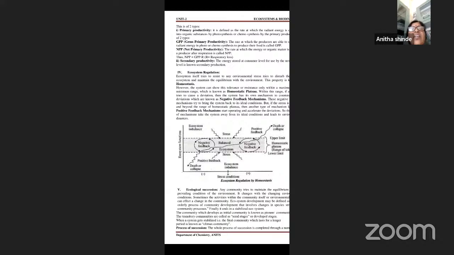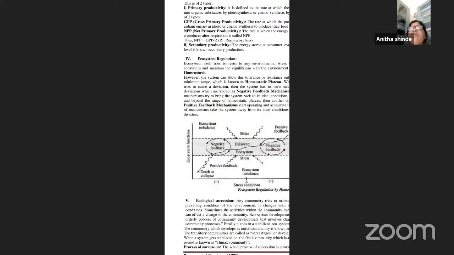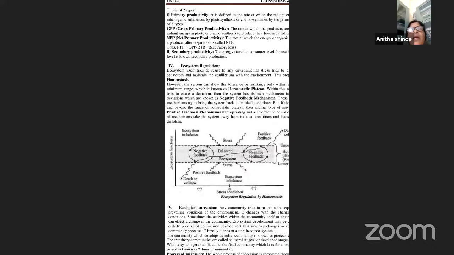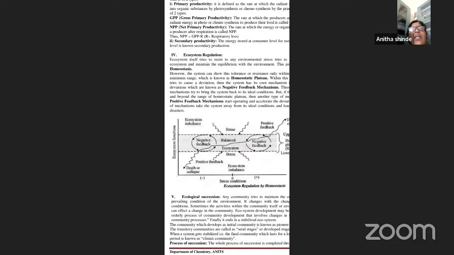Definitely every component has to undergo a stress, a disturbance. So within this range, if any stress tries to cause a deviation, then what happens? The system has its own mechanism to counteract. So what do they show? They show a negative feedback mechanism.